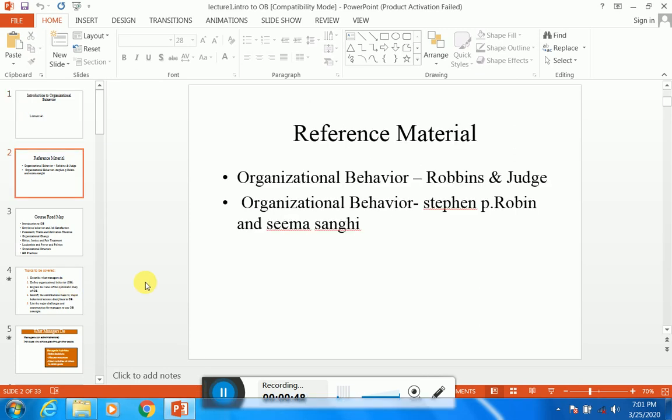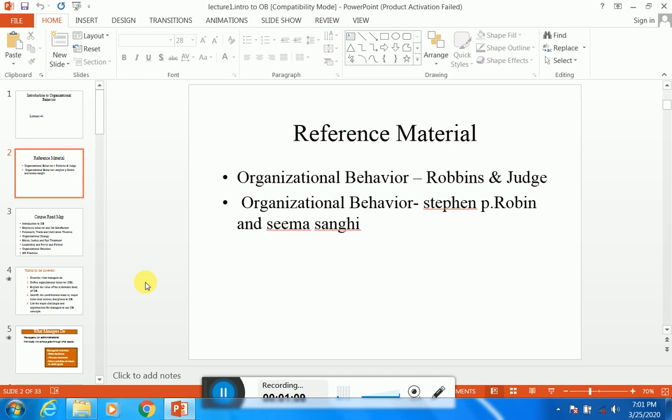Two books are recommended: one is known as Organizational Behavior by Robbins and Judge, and another is Organizational Behavior by Stephen P. Robbins and Seema Sangi. Both books can definitely cover your course outline.